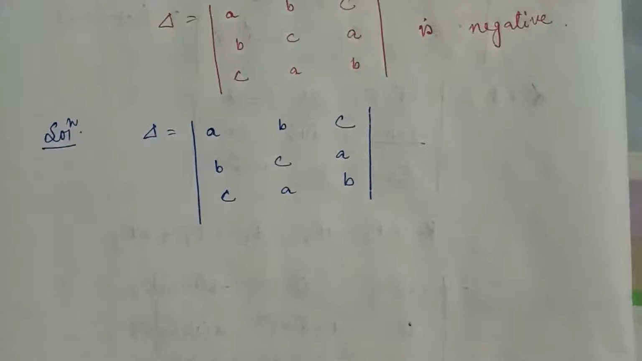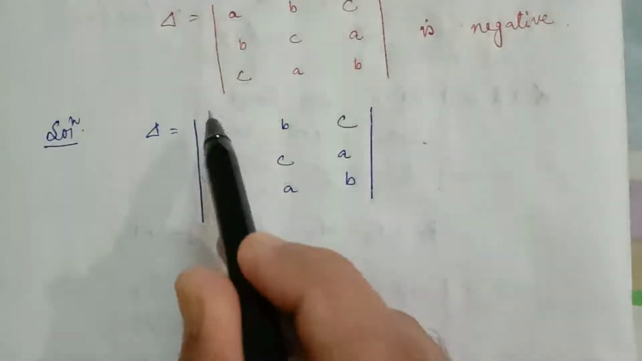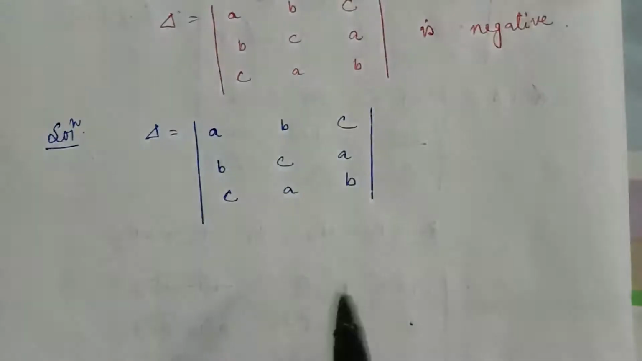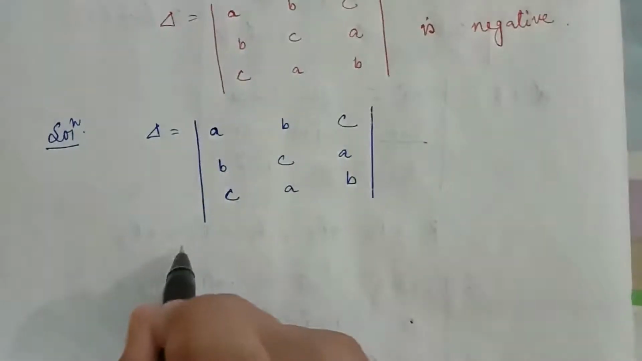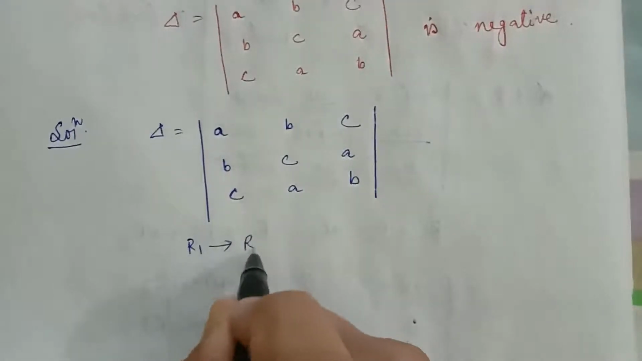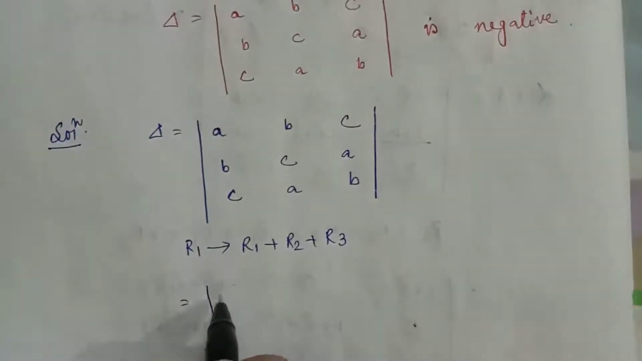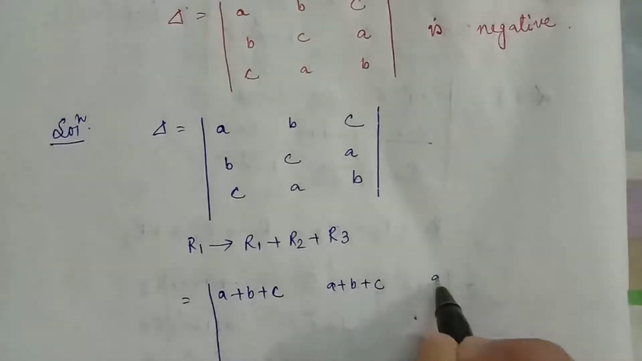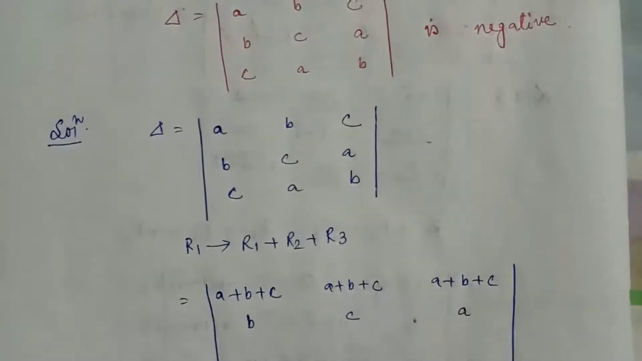Let us start with the given determinant. Now you can easily notice these 3 elements are the same: a, b, c, a, b, c, a, b, c. These 3 elements are present in C1, C2 and C3. So let us add these three. Let us replace R1 by R1 plus R2 plus R3. If we do this, our R1 will be a plus b plus c, a plus b plus c, a plus b plus c, and the other rows are b, c, a, c, a, b.